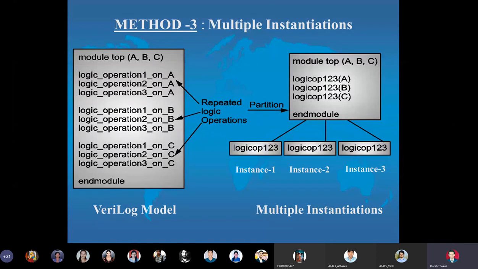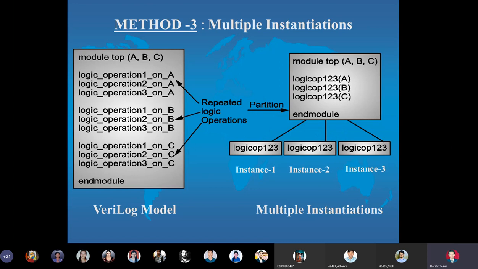And here, see carefully, I have written something: logic operation 1 on A, logic operation 2 on A, logic operation 3 on A. Then we have logic operation 1 on B, logic operation 2 on B, logic operation 3 on B. Similarly, logic operation 1 on C, operation 2 on C, and operation 3 on C. So operations 1, 2 and 3 are 3 unique logical operations which are performed on signals A, B and C.